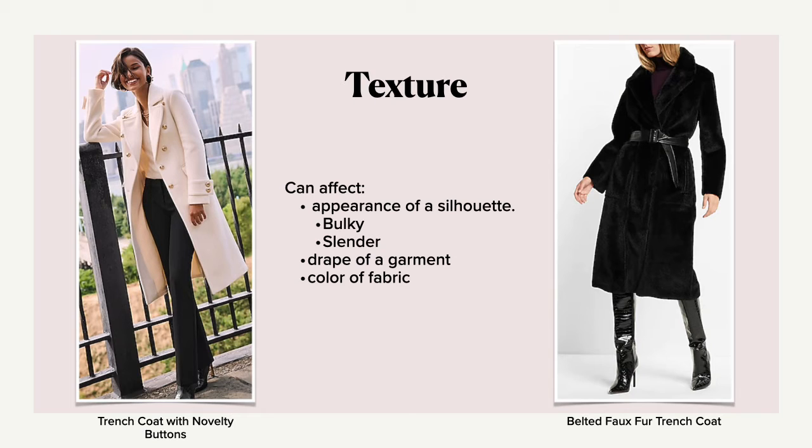If we take a closer look at the photograph on the right, we'll notice that the model is also wearing a belt and boots. When we look at the color black of the belt and boots and compare it to the color black of the coat, the blacks will appear slightly different. This is again due to the texture of the fabric. Remember, fabric either absorbs or reflects light.